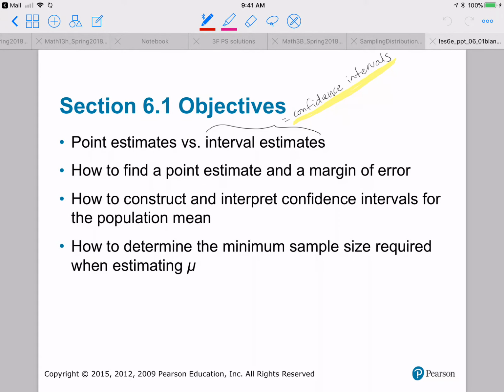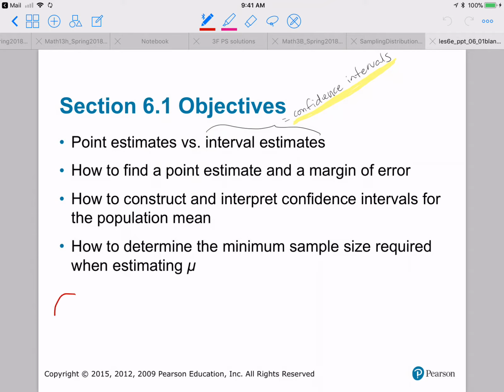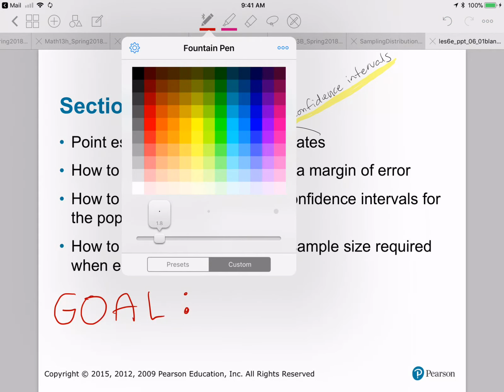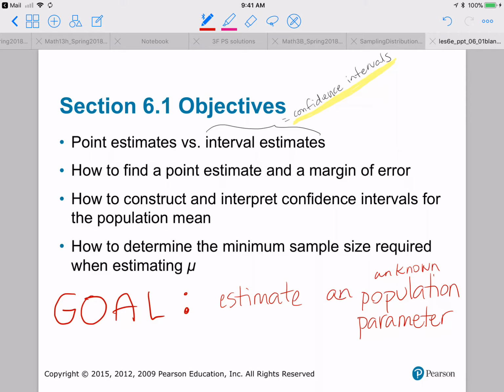So we've got basically the big idea of what is a confidence interval. Throughout this entire section, or actually throughout this entire chapter, we're going to have one goal. And our goal is going to be to estimate a population parameter that's unknown. So let's put in here an unknown population parameter.